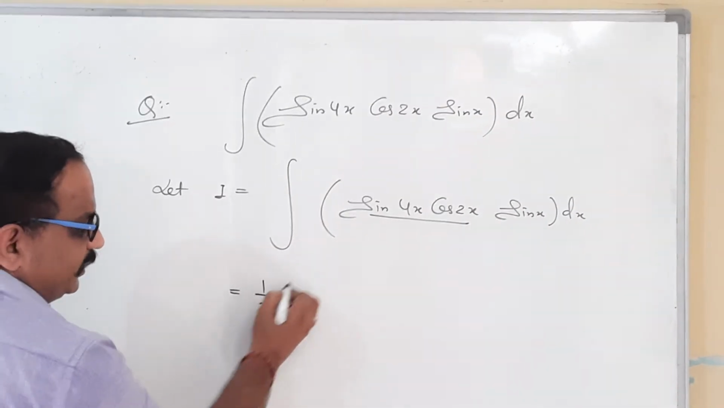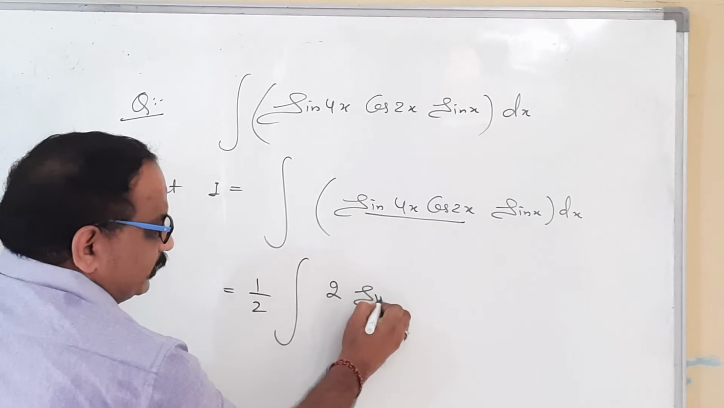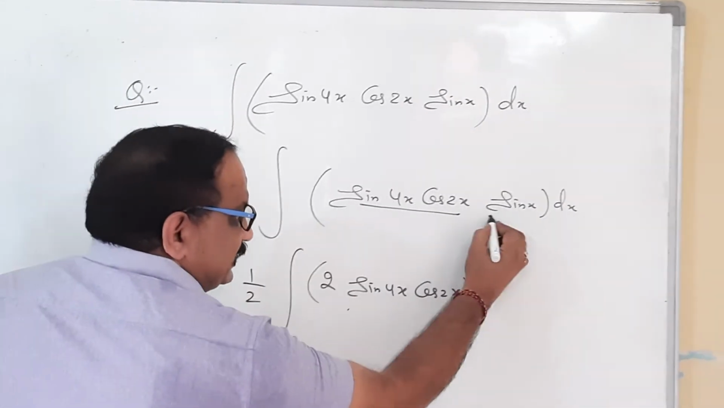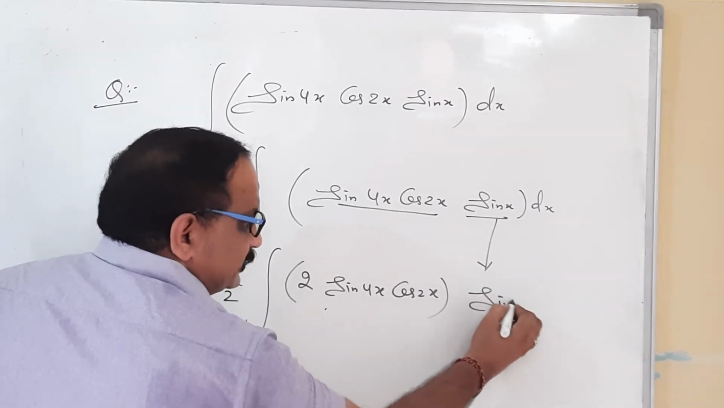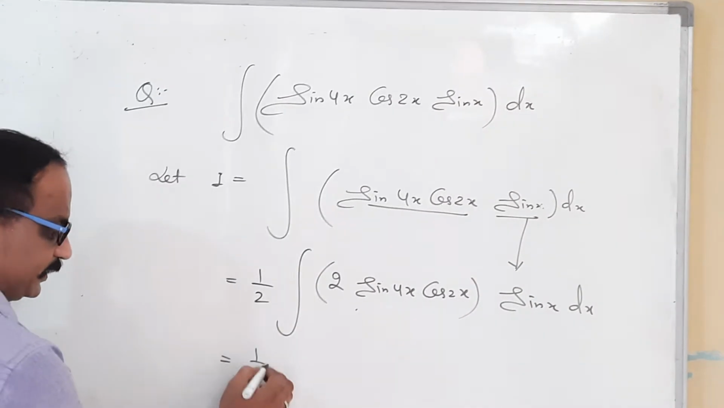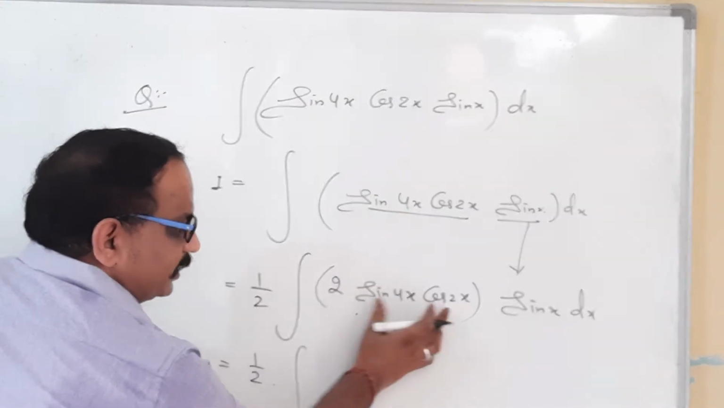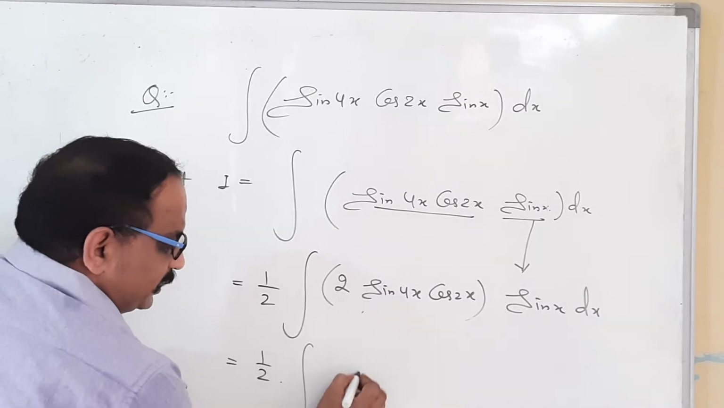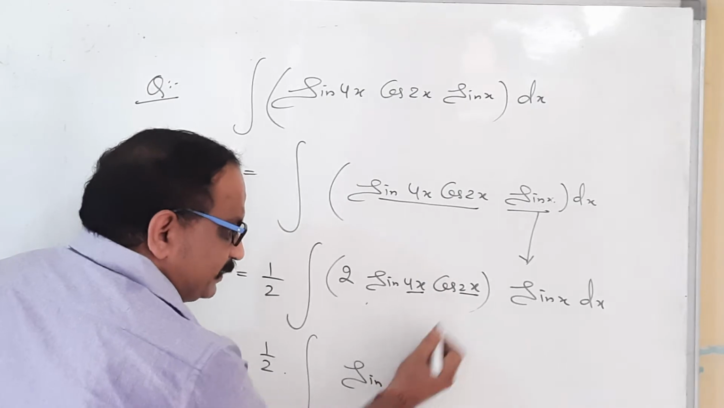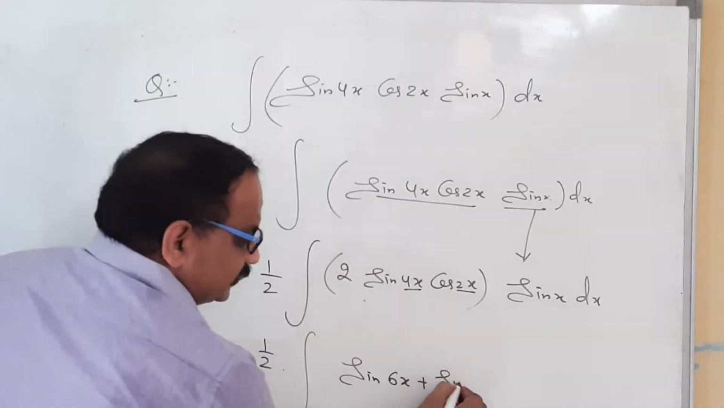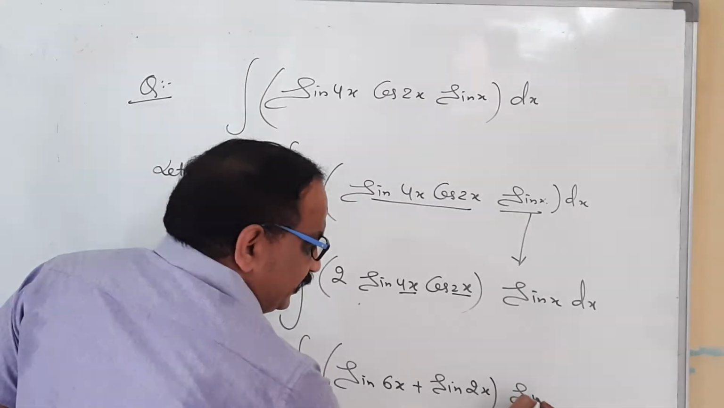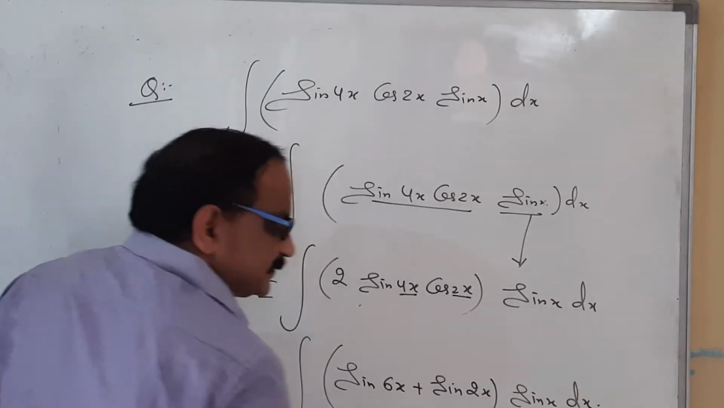So I'm dividing by 2 and multiplying with the first 2 components: there is 2 sine 4x cos 2x. And the third will continue as such, sine x dx. There will be no changes at all. Now further, it will be half of 2 sine a cos b. Again I apply the formula and the result comes to us as sine(a plus b), that is sine 6x, plus sine(a minus b), this is sine 2x. And outside the frame, again sine x dx.